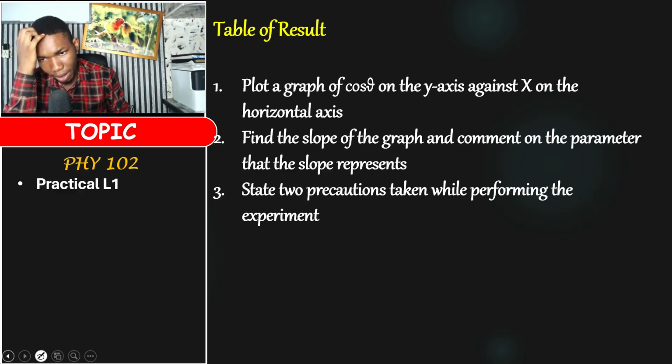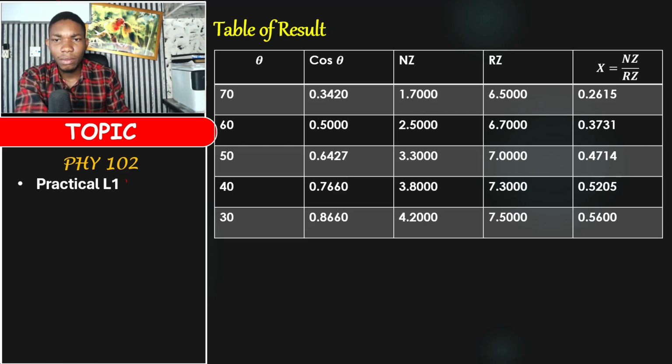Now we already have our values. This is L1. We already have our table of values. You have your angle theta, and then the various measurements for the angle. Of course, we start with 70 degrees, then 60, 50, 40, and of course 30. Cos theta was not given to you, but it's part of the table, so you have to look for cos theta. You measured NZ and ROZ, but this column was not given to you, so you have to work on that column.